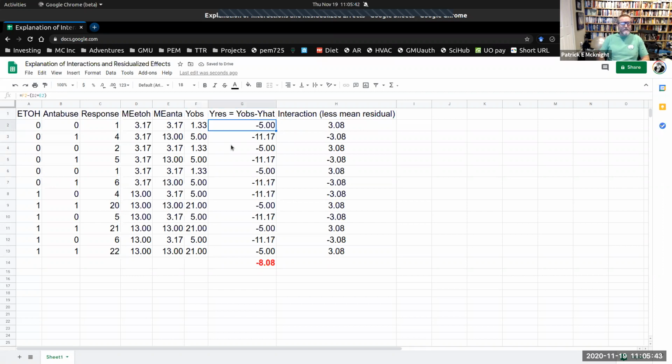And then we want to get residualized effects. Now, how do we get residualized effects? Well, we take the observed and we subtract out the main effects. So I've got a main effect for alcohol and a main effect of antabuse. So if I take 1.33 and I subtract in parentheses this main effect and this main effect, I get a residualized effect after the main effects. And so therefore I get a -5. That's the residual after the main effects. And that's what I was saying is actually computed.